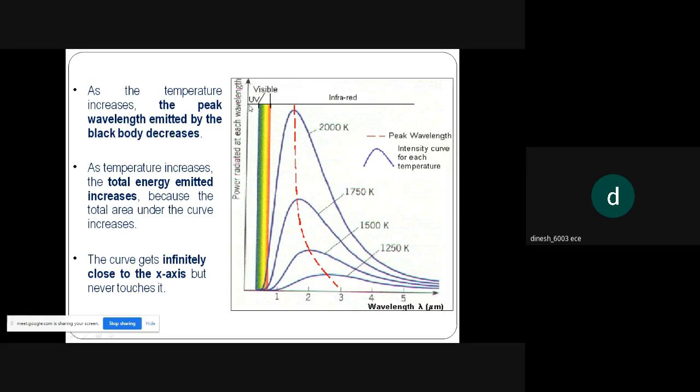So from this region to this region, it is your ultraviolet. Here is the visible, and here is the infrared. So depending upon the need and the application, you use any of these systems for measuring its emissivity. So accordingly, we will design it.